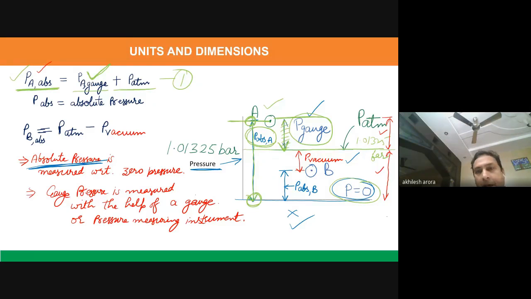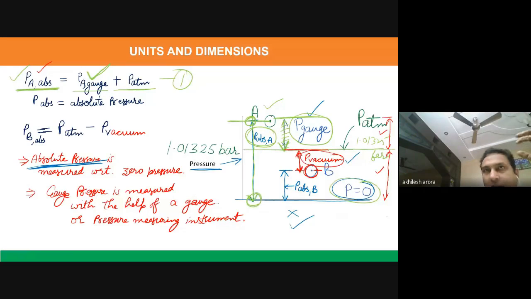Now I can have another point like B. Point B is below the atmospheric pressure line. This is the atmospheric pressure line. So this is the vacuum. The pressure at point B is this much below the atmospheric pressure. That means the pressure at B is the vacuum pressure. The pressure is below atmospheric pressure.